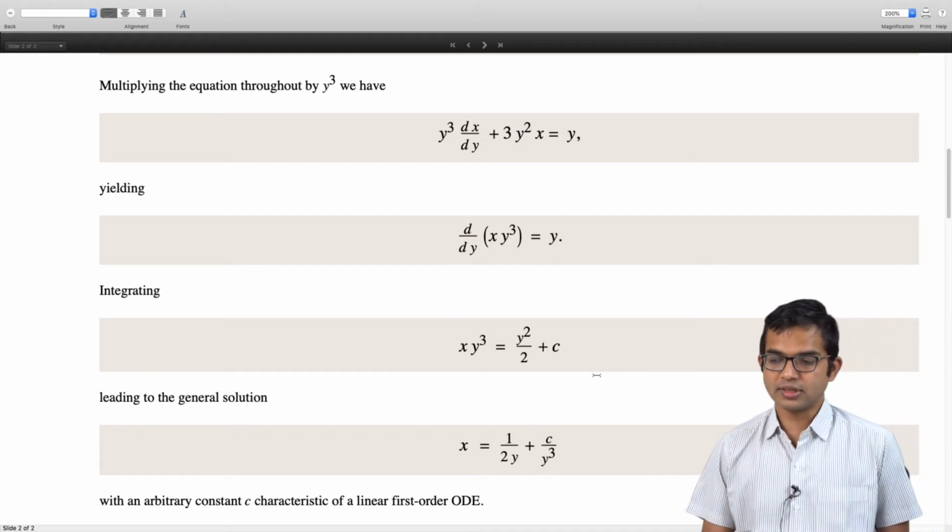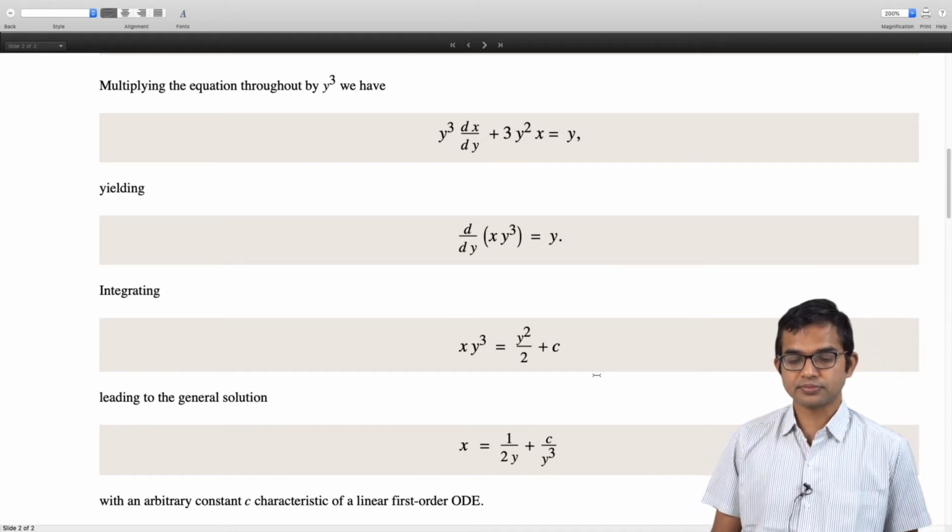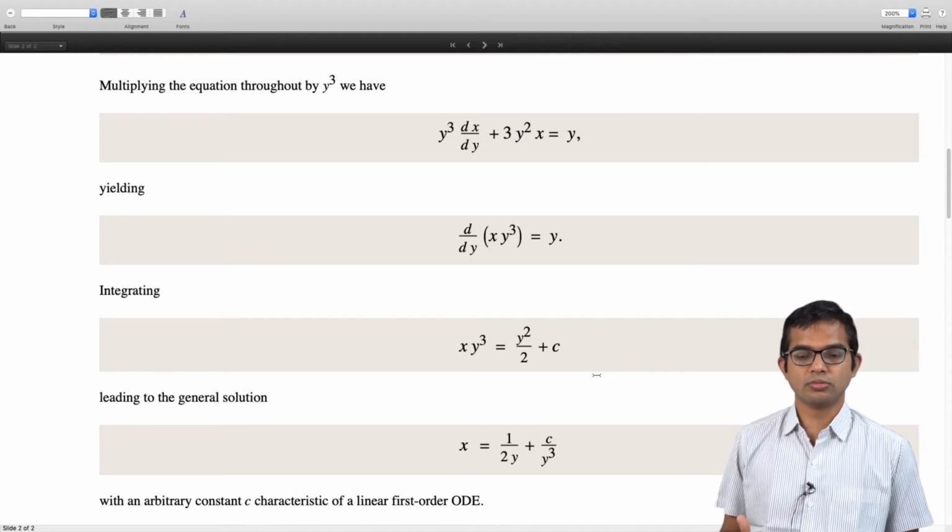So the moral of this exercise is that when we are confronted with a differential equation, we should try to tweak it around and see if there is a form in which it's more suitable for investigation, right?